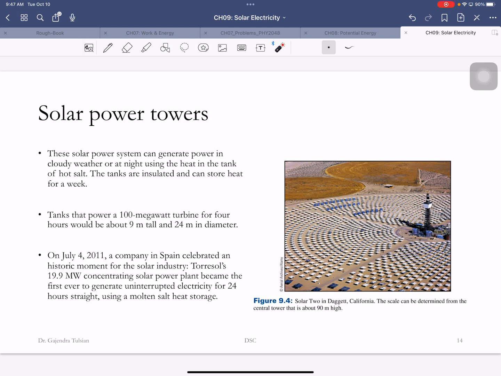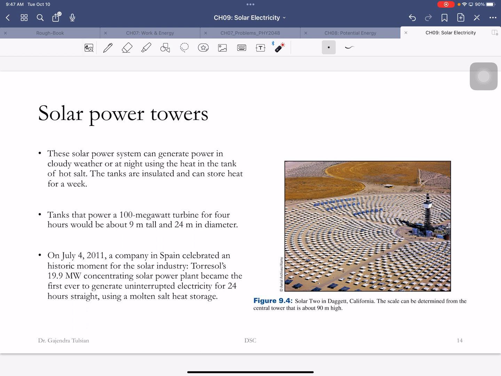And what? Tanks, those little silver things down at the bottom? I'm sorry? Are the tanks those little silver things down at the bottom? I thought those were mirrors. Yeah, those are mirrors. Where's the tanks? With salt stuff in it. There. That? Yep. That's a tank. That's really small. Well, this thing is as tall as a football field.